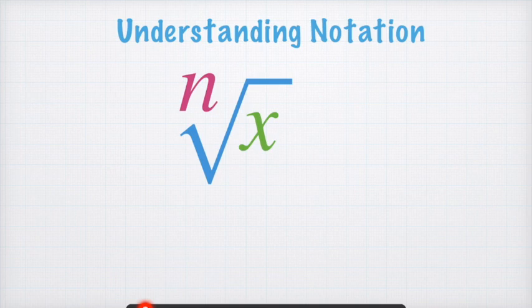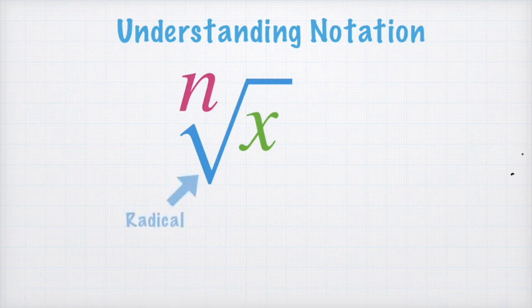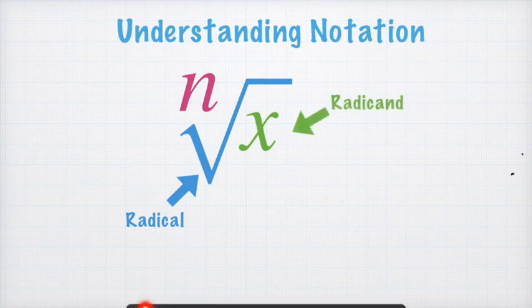Let's understand our notation. So we have our n up here, our weird little square root thing, and our x. Let's go through and see what each one of these means. The blue symbol is called a radical. That just is telling us what operation we're doing. The green x is called our radicand. This one is sometimes called the radix. We'll just keep it with the radical.